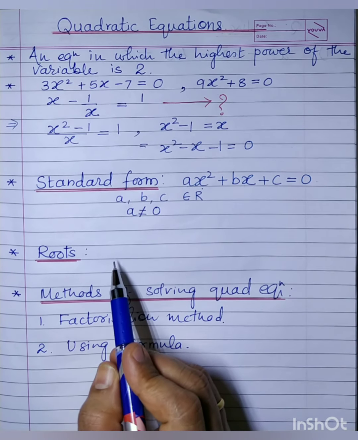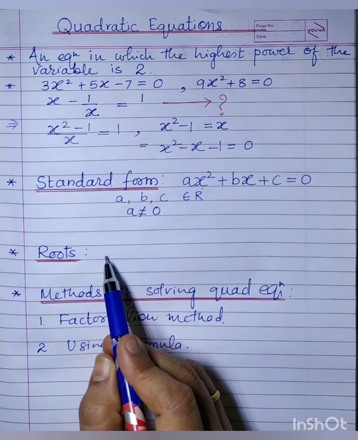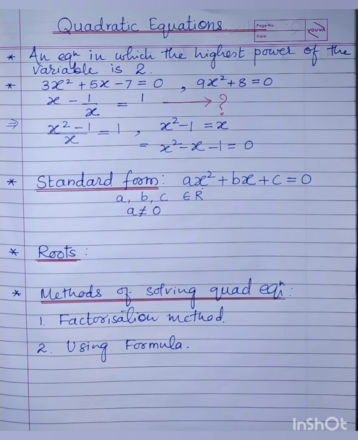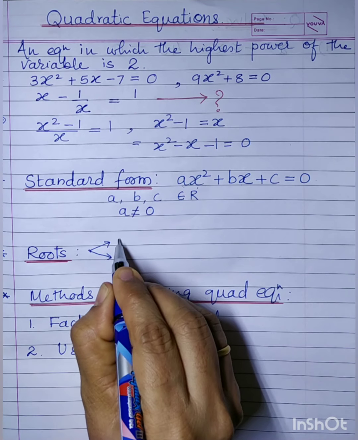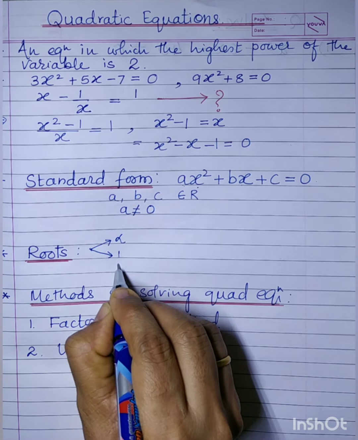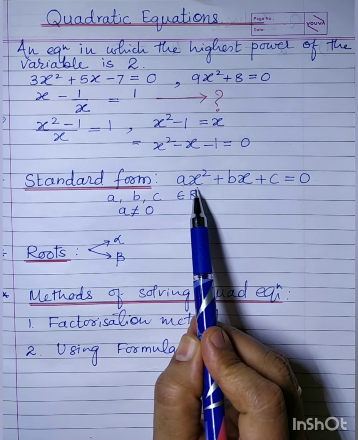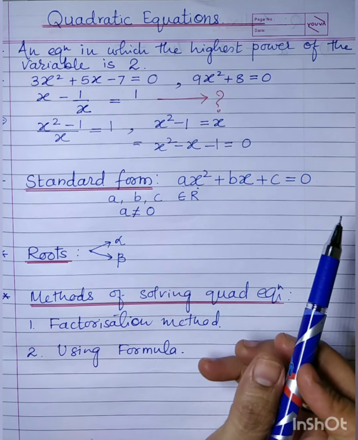Then let's come to the roots. What is meant by root? Root means the solution of a quadratic equation. A quadratic equation has got two roots. We normally denote them by alpha and beta. What are they? They are the numerical values of the variable which satisfy the equation.